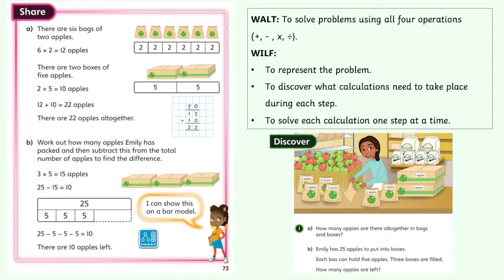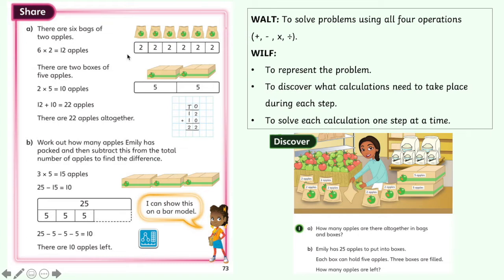Let's talk about the questions you've just had a go at then. So the first part said, how many apples are there altogether in bags and boxes? Have a look over here. First, we're going to break the problem down. We can't work out bags and boxes together because there's a different amount in the bags compared to the boxes. So we've started off with the bags. There are 6 bags of 2 apples. And can you see how we've represented that with a bar? We've got 6 times 2. And we've completed that calculation. 6 times 2 equals 12 apples altogether. So that's how many are in the bags.